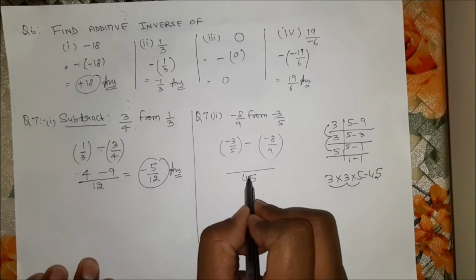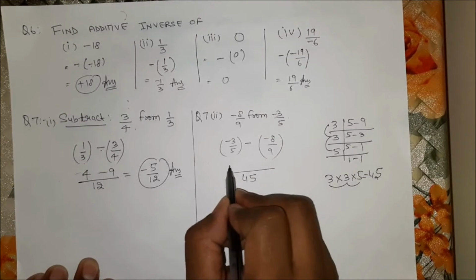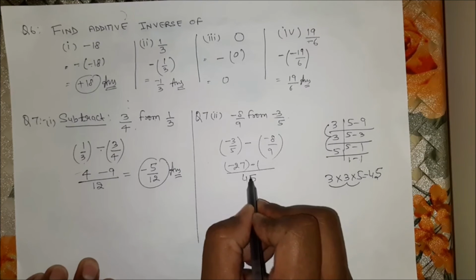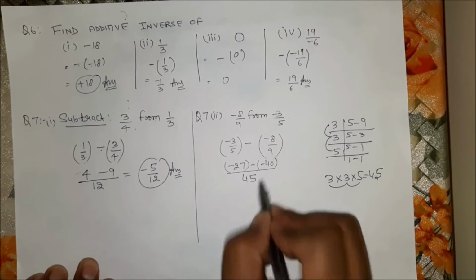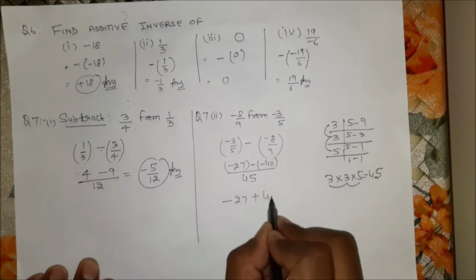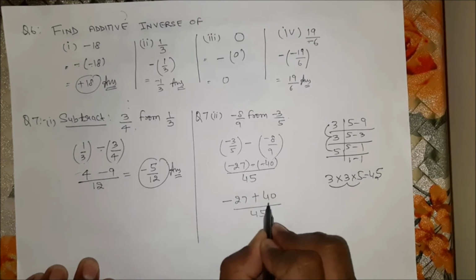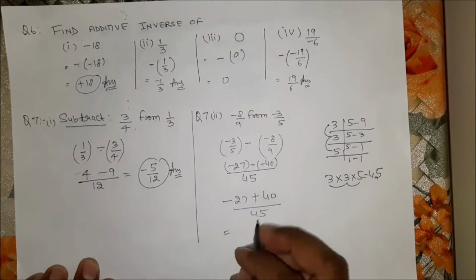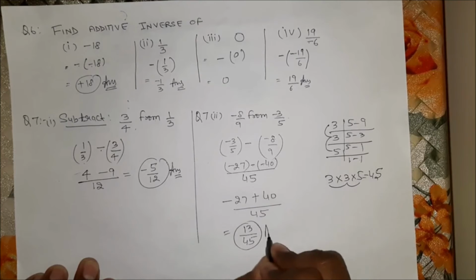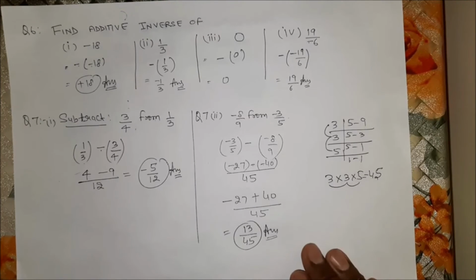Now 5 9s are 45. 9 3s are 27, negative. 9 5s are 45, 5 8s are minus 40. Solve it. Negative negative positive. Now 40 minus 27 is 13 over 45, and that's your answer.